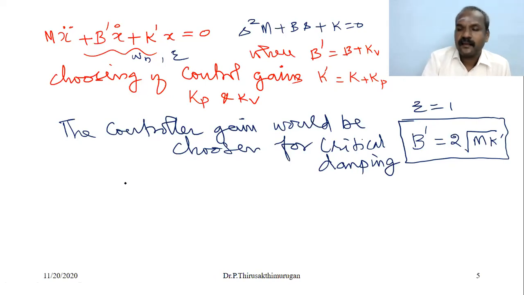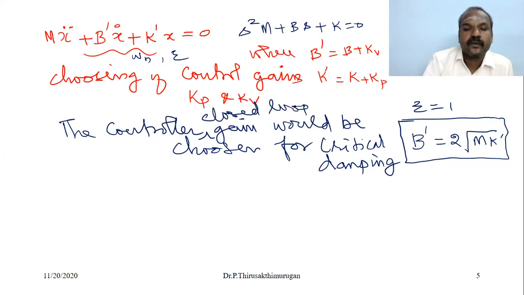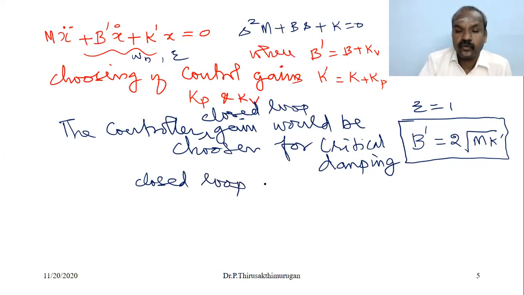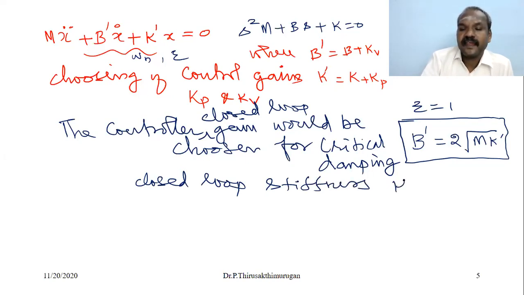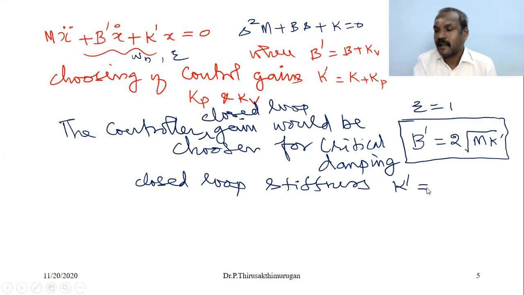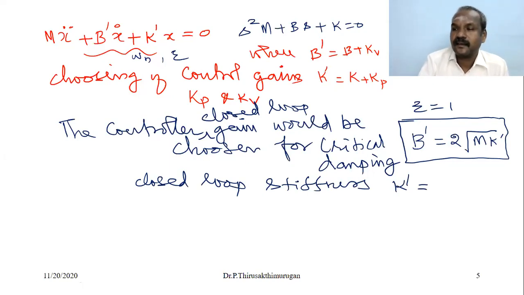So similarly, some desired closed loop stiffness. This closed loop controller gain would be chosen for critical damping. Similarly, closed loop stiffness k dash can be chosen for critical damping as what?